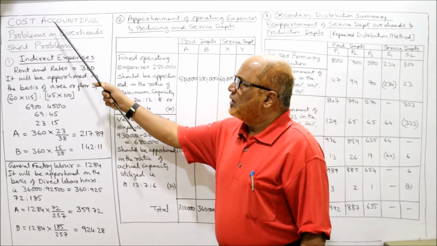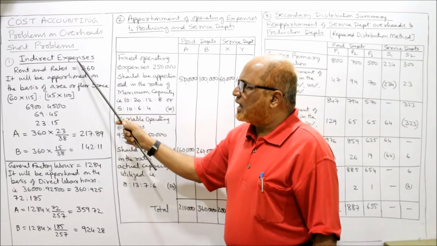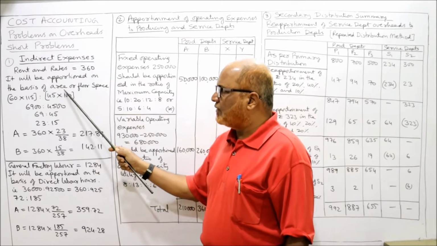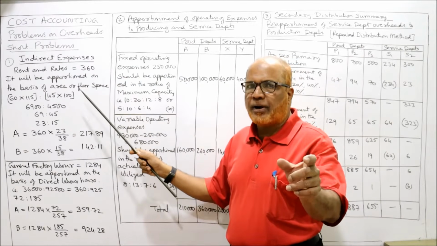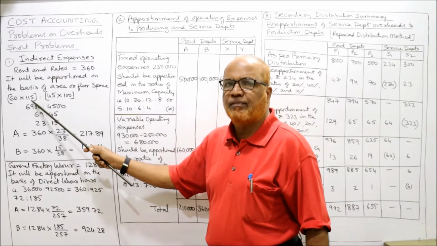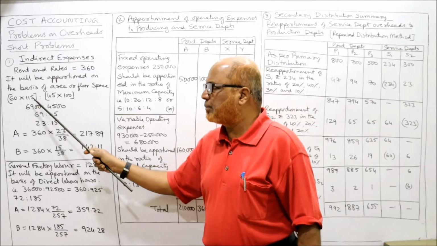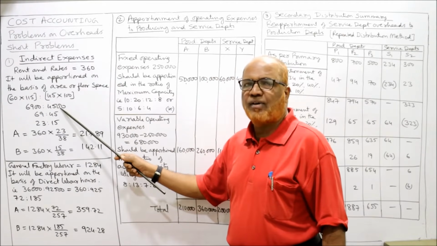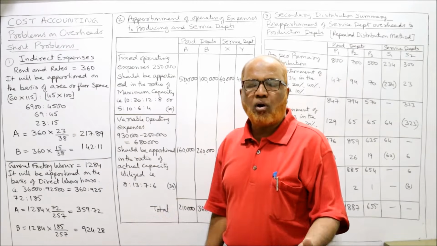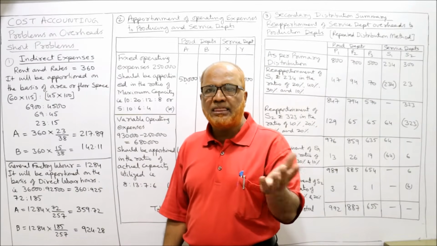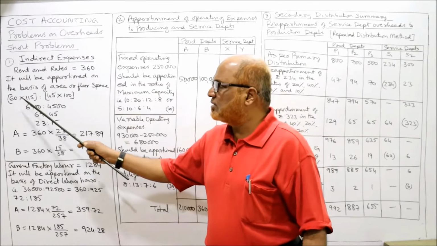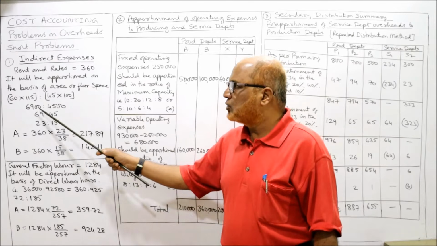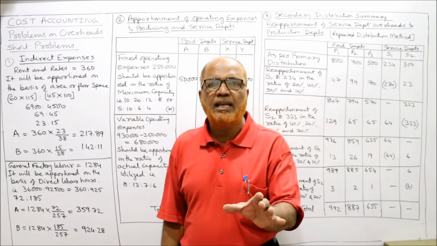Now see here, cost accounting problems on overheads, short problems. Indirect expenses: rent and rates 360 will be apportioned on the basis of area or floor space. For product A, the floor space is 60 feet by 115 feet. If you multiply this length and breadth, you will get the area 6,900. Then 45 into 100, 4,500 is the area for product B. We know mathematically the area formula is length into breadth. So 6,900 and 4,500 are the areas of A and B.